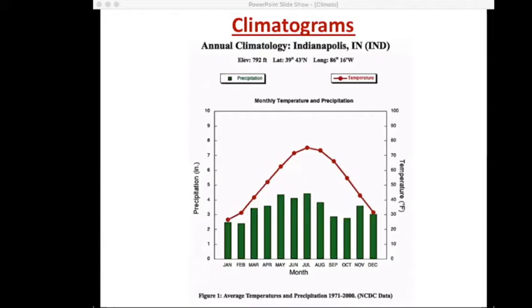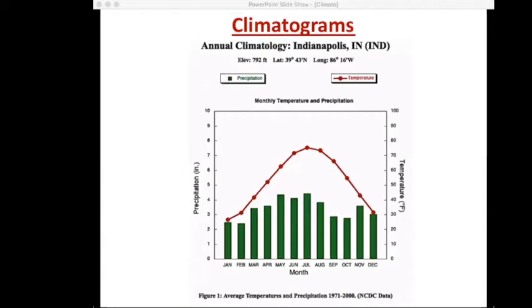I am showing you something called a climatogram. So we've got multiple sets of data plotted on one graph. The key for precipitation is on the left. And precipitation is going to be the bar graph in this case. So it's showing us the average monthly rainfall for the time period 1971 to 2000, 30 years of data. And this is for Indianapolis. We can make a climatogram for any location that we have the data for.